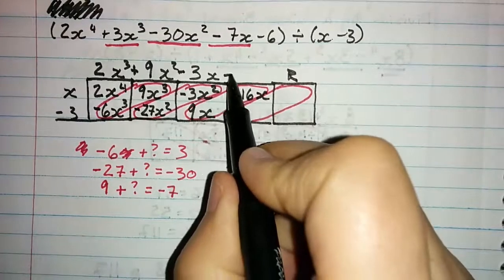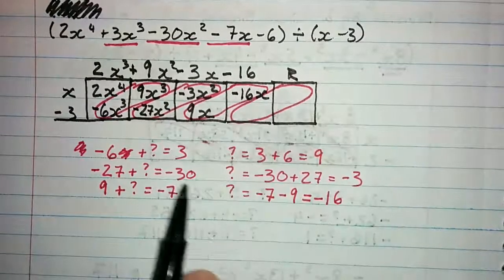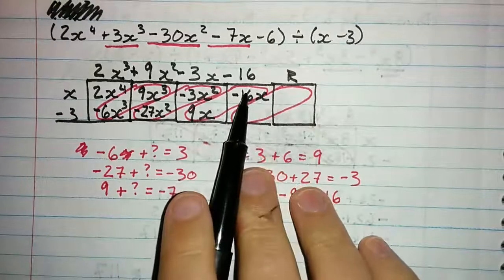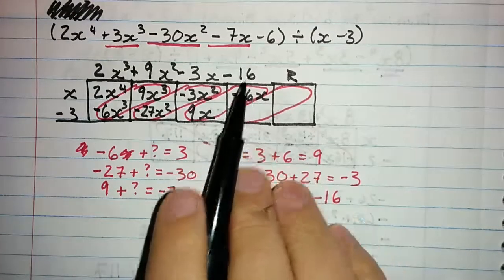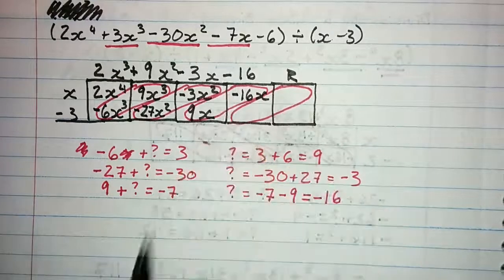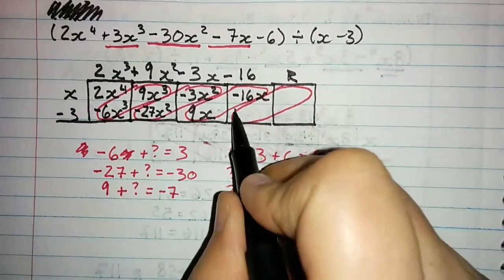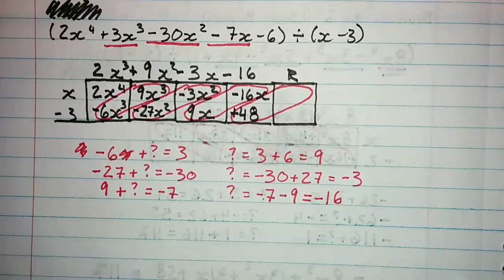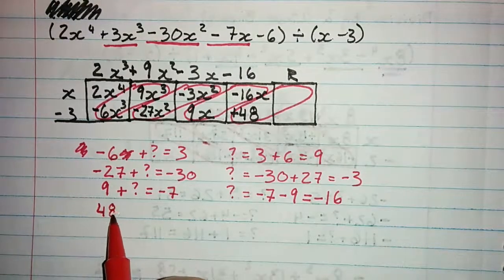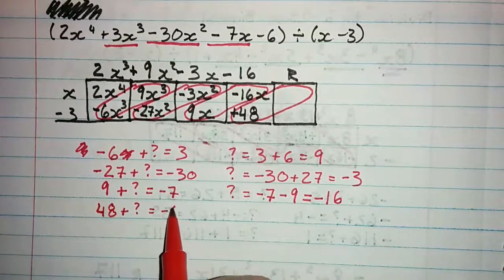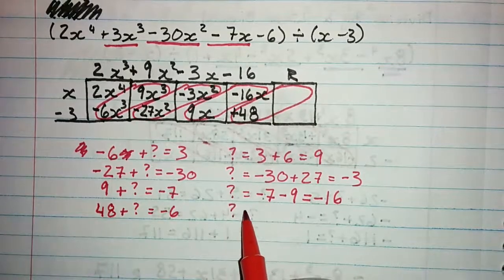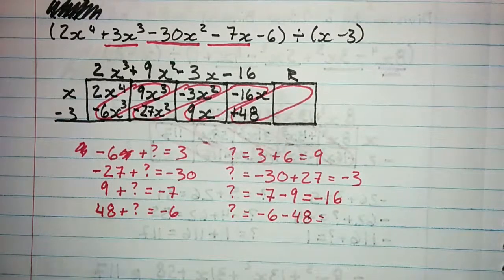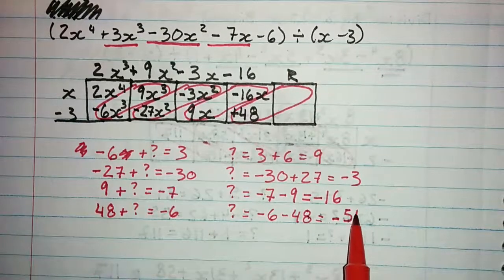Well, that means I'll need a negative 16 here, right? x times negative 16 is what I need to get negative 16x. Down here I'll have negative 3 times negative 16 is positive 48. What will my remainder be? Well, 48 plus what gives me negative 6? What is negative 6 minus 48? I think that's going to be negative 54.